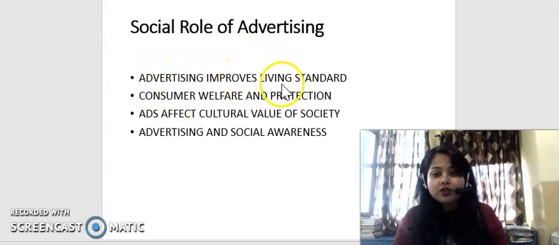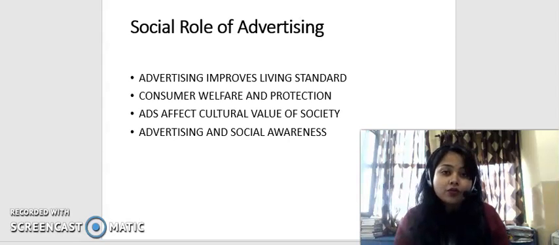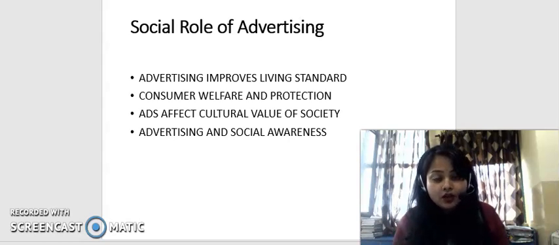So the first one is advertising improves living standard. How? Advertising affects consumers' knowledge, standard of living, and feeling of happiness and well-being, with potential positive effects on the mass media. Advertising increases the knowledge of consumers about the product, like its price, features, benefits, and durability, and induces them to buy it, which increases the demand of the product in the market. For example, Android-based mobiles and their features and benefits.